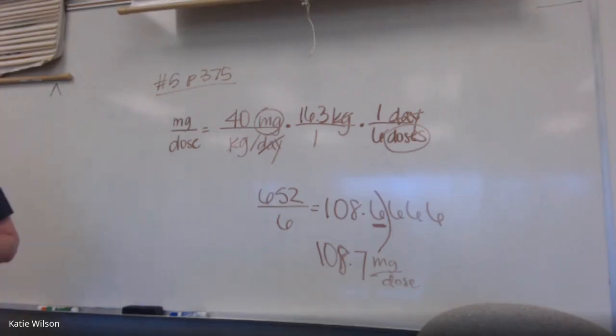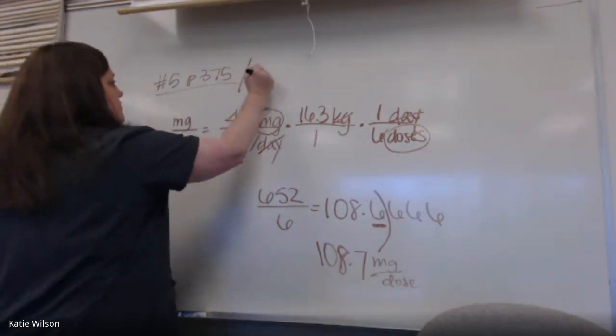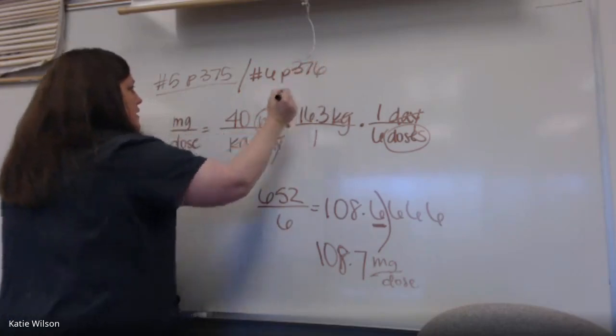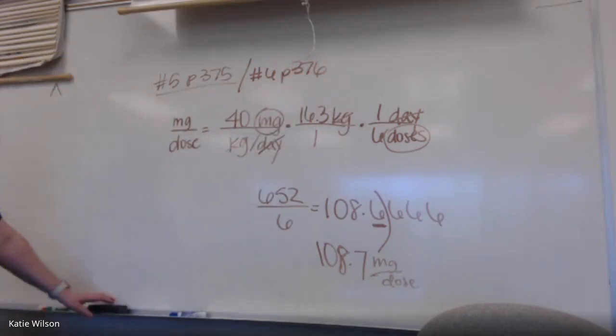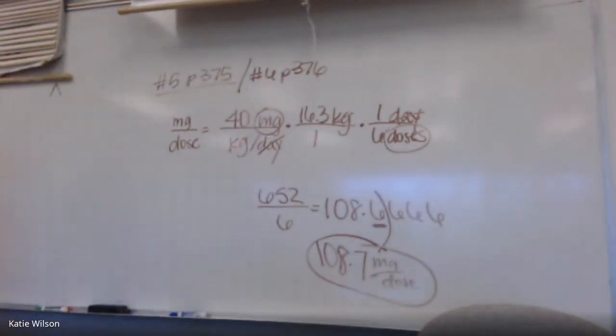Okay, so if you turn the page to 376, example number 6. The pharmacy supplies vancomycin in vials containing 250 milligrams per milliliter. Using the dose calculated in example 5, so this is our answer, we're using this answer to calculate how many milliliters I'm going to administer per dose.